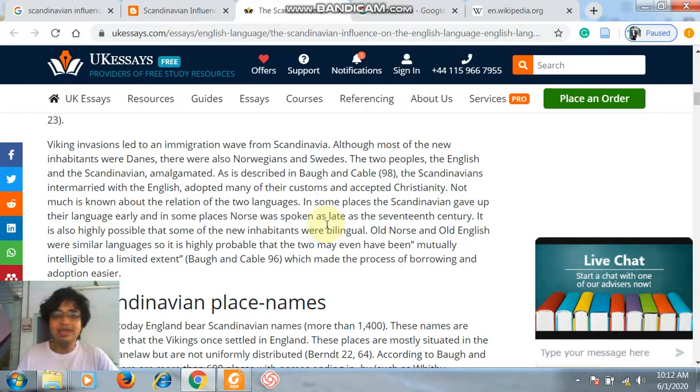Many linguists actually considered the Scandinavian influence upon the English language as a very subliminal and subterranean influence. That is, it's difficult to recognize the influence.